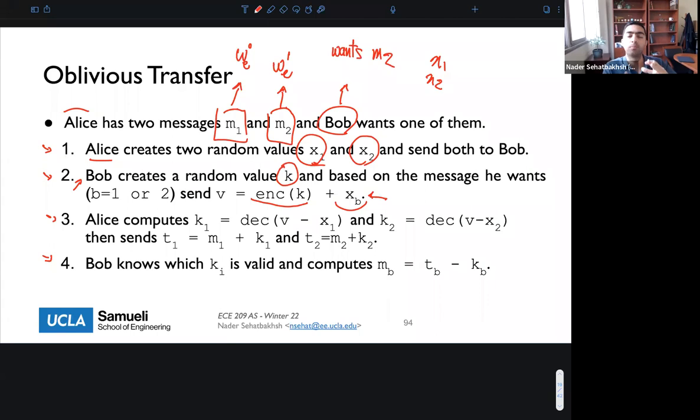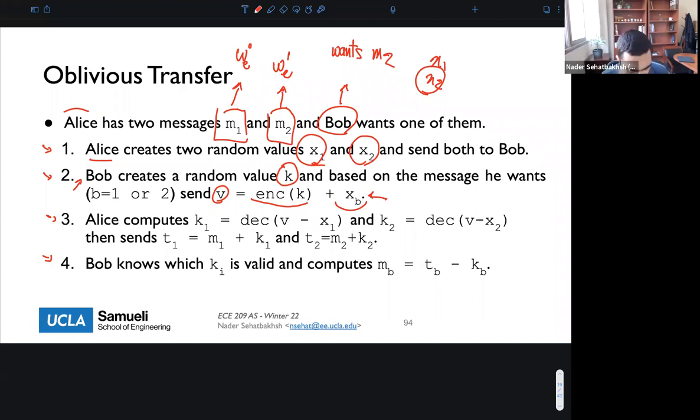If, for example, Bob wants to pick 1 out of 4, then b would be 0, 1, 2, or 3. But here, to make things simple, let's say there are 2 possible options and Bob wants to pick just 1 of them, right? So if Bob wants M2, he is going to encrypt k and add x2 to it, all right? This would be a new value called V, and Bob is going to send V to Alice.